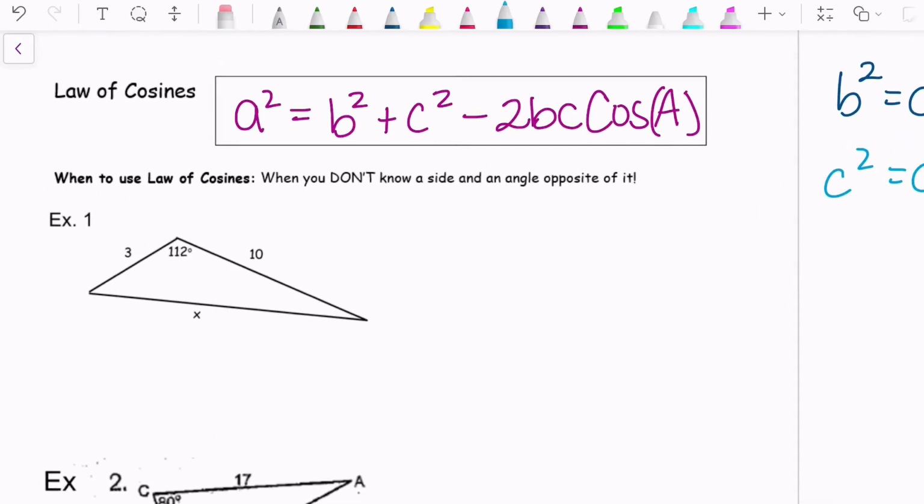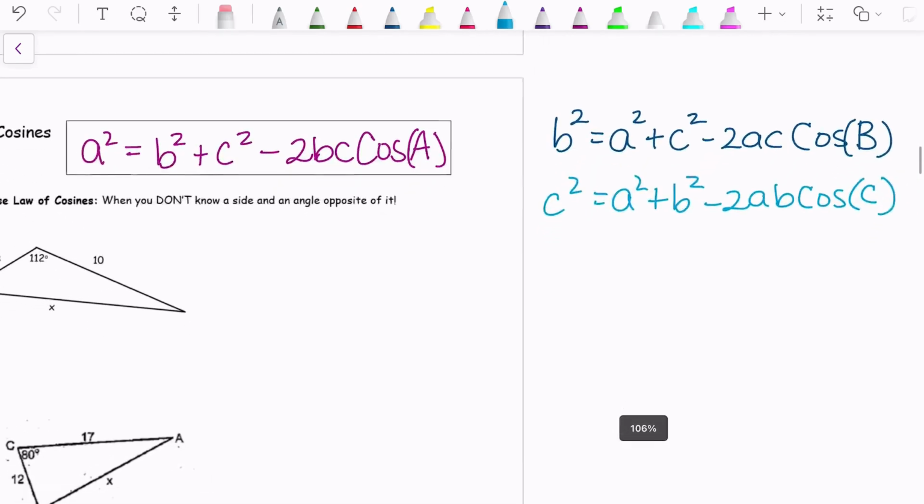This video is to help you understand the law of cosines and how to use it to find missing sides or angles in a triangle that's not a right triangle. So the law of cosines is listed here, and there are two other variations of the law of cosines.